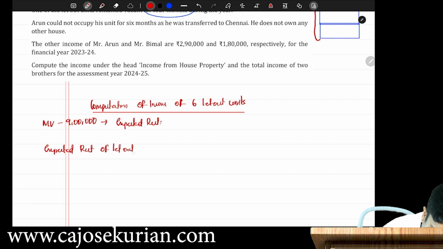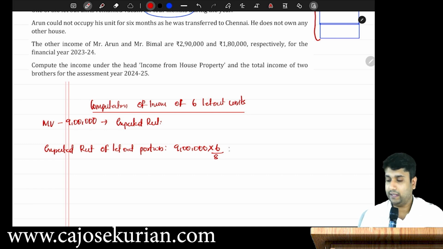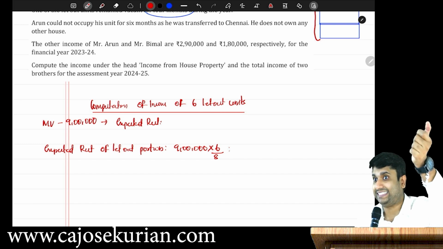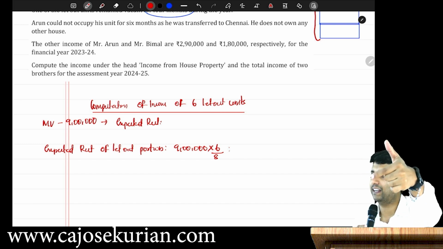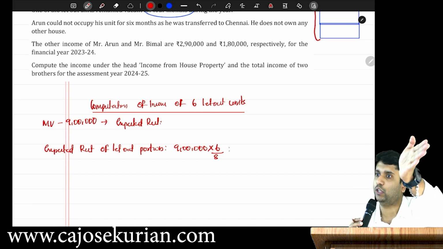Let out portion. This expected rent is for the entire property, yes or no? So 9 lakh into 6 by 8. How much will it be? Why the 6 by 8? Out of 8 units, 6 units let out. So the expected rent of let out units will be 9 lakh into 6 by 8.